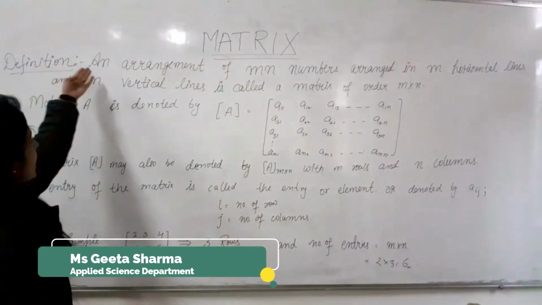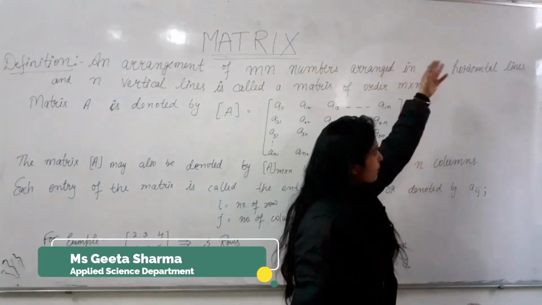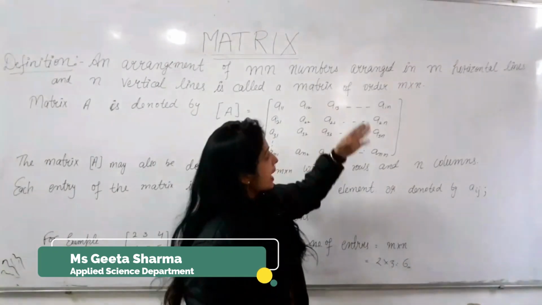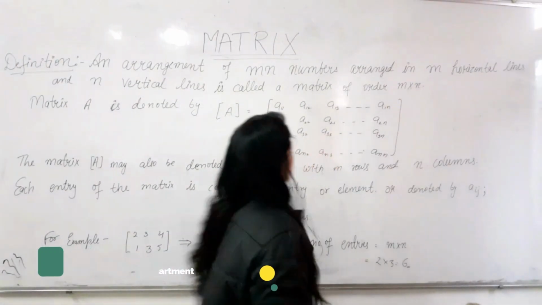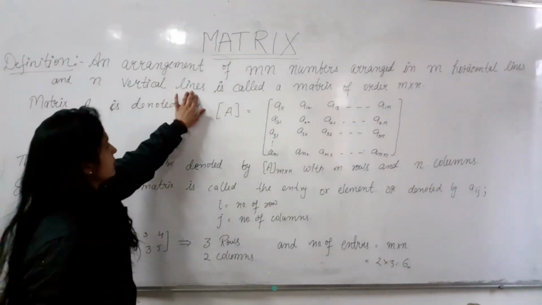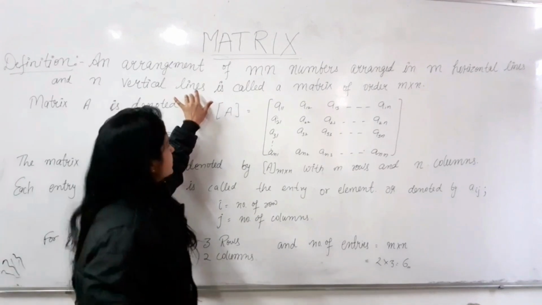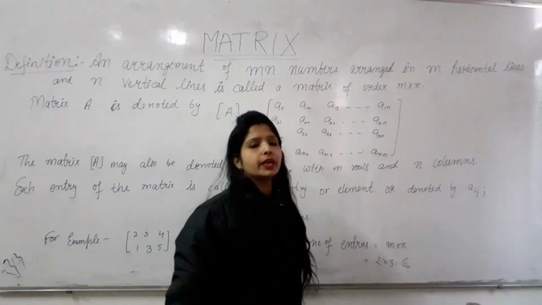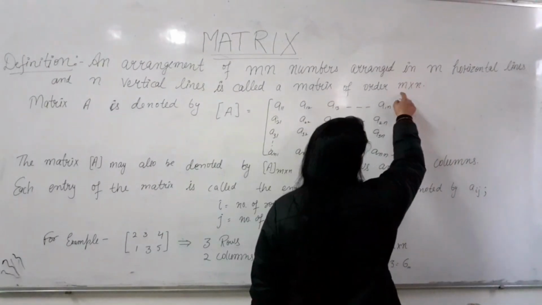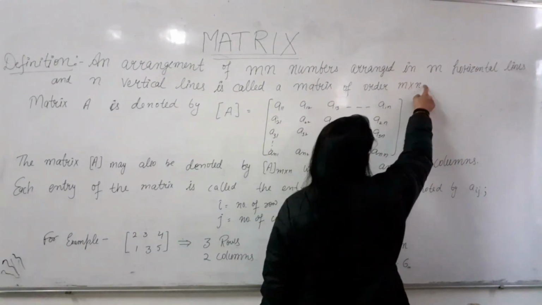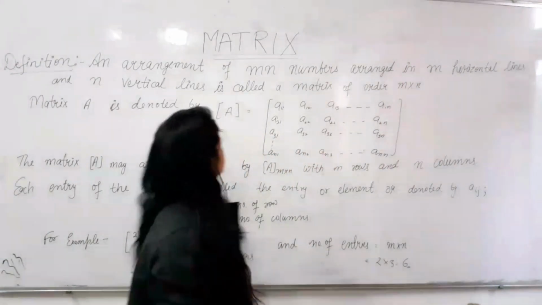A matrix is an arrangement of numbers arranged in m horizontal lines, which we can say are m rows, and n vertical lines, where n vertical lines means n columns, is called a matrix of order m by n, where order m by n means m number of rows and n number of columns. This is the order of the matrix.